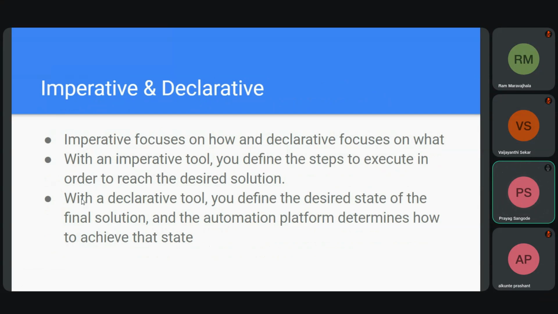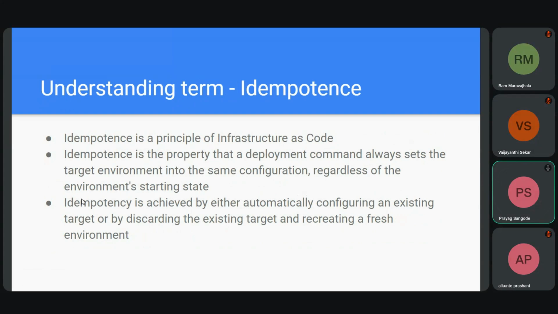Imperative and declarative. It is one of the concepts of programming. Imperative means we give step-by-step instructions of how to achieve something. In declarative, we just define the desired state, and it will check the current state and the desired state and try to achieve the desired state. We just declare: achieve this anyhow, and the system will achieve it. We understood the term idempotence as well: if something already exists, do not try to overwrite it.